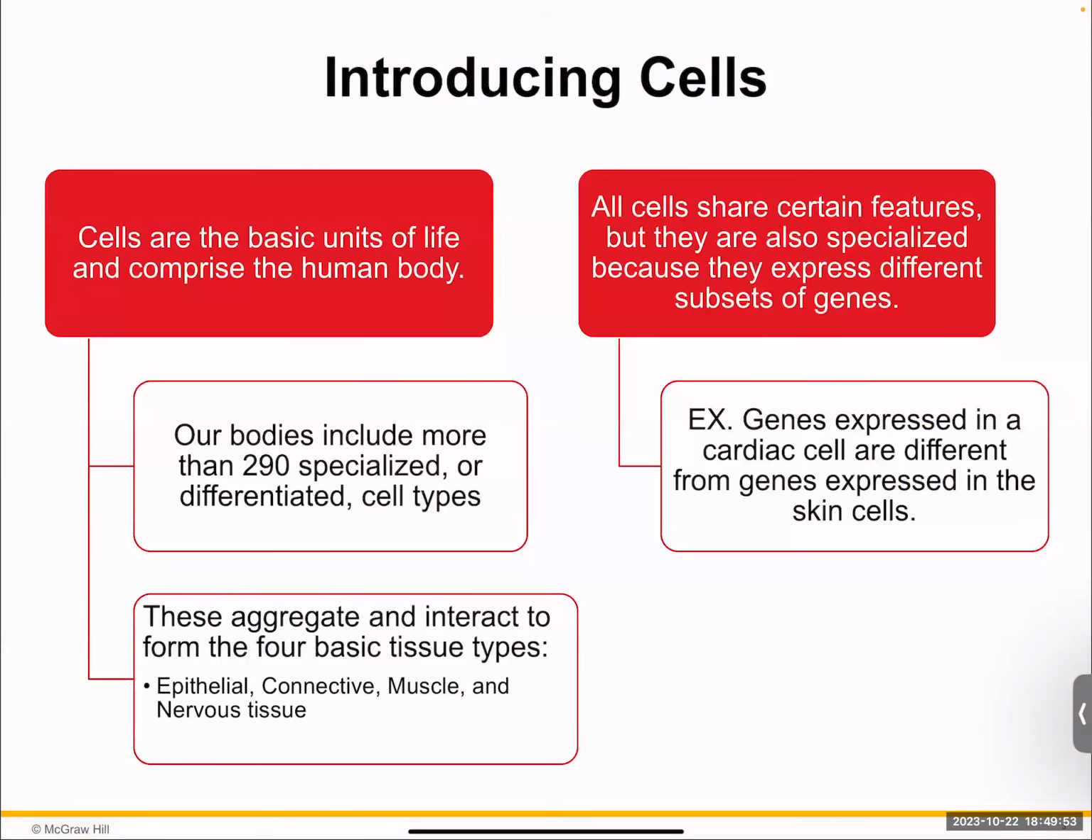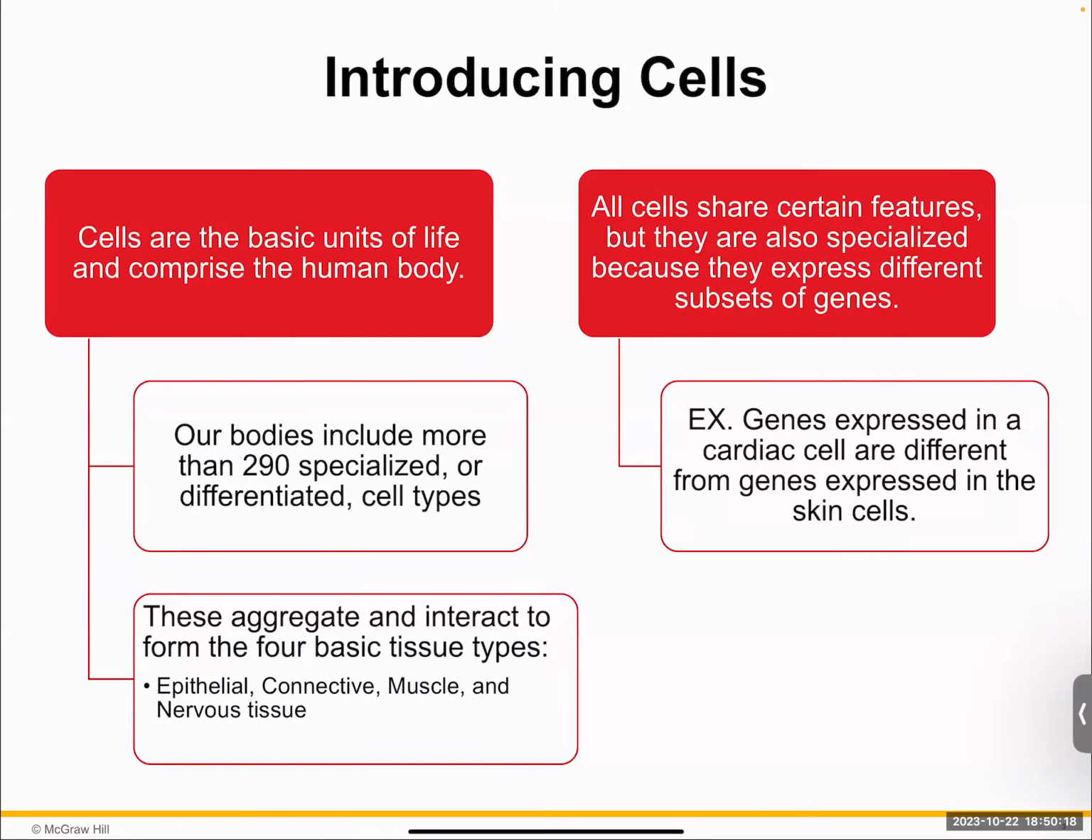So first, information about the cell. So how do we define a cell? A cell is identified as the basic unit of life. So it is basically what our body is made up of. Within our body, we have about 290 specialized cells. So if you basically look at cells that are found in every organ, every part of our body, we can categorize them to 290 cells.